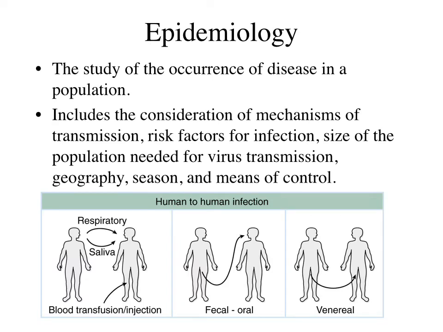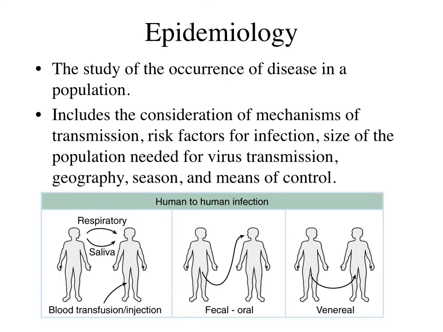Okay, when we're talking about pathogenesis, we're talking about a single individual, the replication of the virus within that host. Epidemiology, on the other hand, is the study of the occurrence of a disease in a population. Remember, viruses only survive if they spread from one susceptible host to another. And epidemiology takes in all kinds of factors.